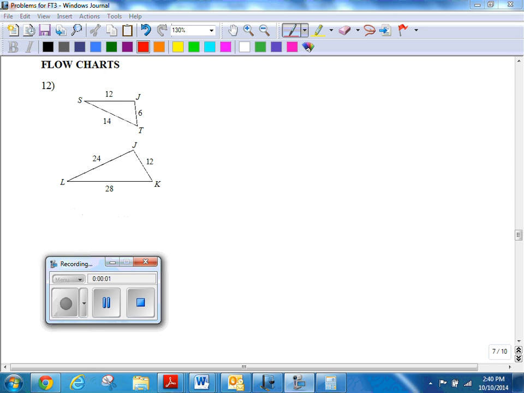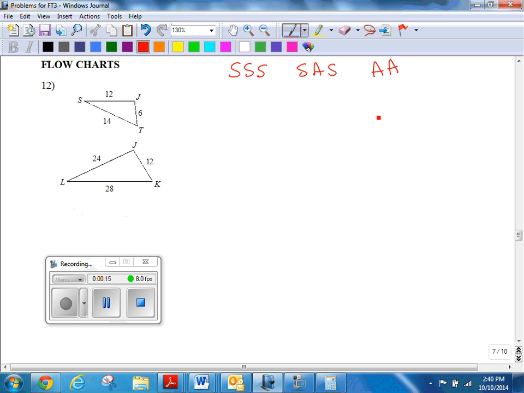All right, for this problem, we have to prove that these two triangles are similar using a flowchart. Now, keep in mind we've got three options for doing this. We can either use side, side, side, side, angle, side, or angle, angle. So first, let's take a minute to determine which one of these theorems is going to be the best to use for this situation, okay?